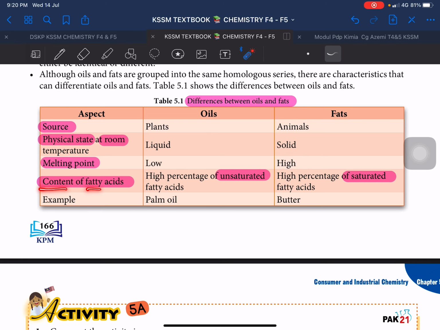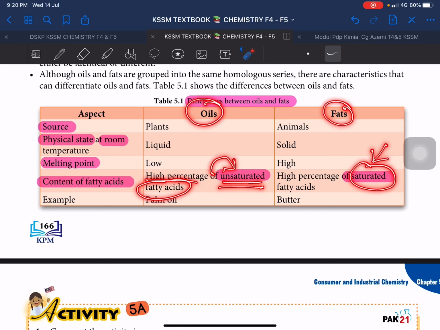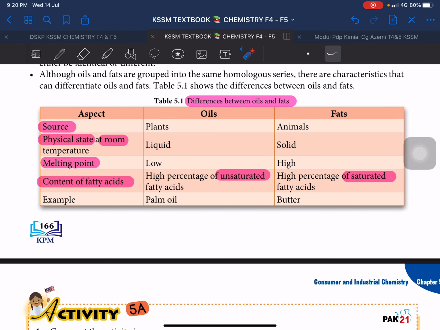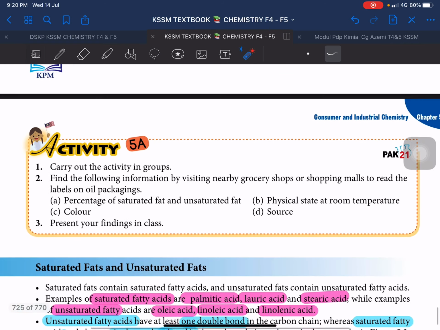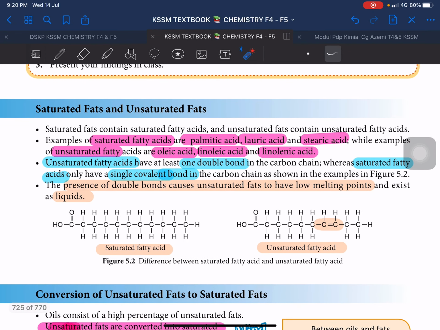Next, content of fatty acid, high percentage of unsaturated. So now you have to remember this lah. Okay, the difference between oils and fats ni kan. Unsaturated ni double bond. Okay, so high percentage of ada double bond dalam fatty acid kalau oils. Tapi kalau fats, lemak haiwan, saturated. Ini tidak bagus. Ini okay. Okay. So contoh dia palm oil. Tadi kan sudah I told you. Butter, animal, ayam, and so on. Okay. Done? So now, kita tengok dengan lebih lanjut.